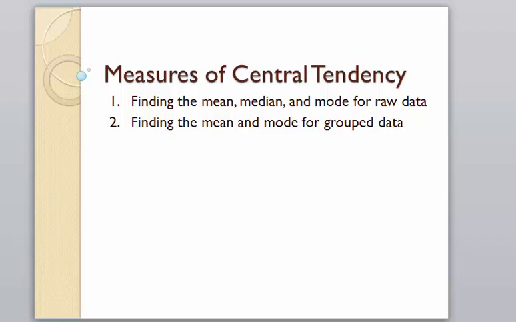So I wanted to do a quick video on measures of central tendency out of section 3.1 and look at both types of examples that you'll see in this section. So we want to take a look at an example where we have raw data and we want to find the mean, the median, and the mode. And then we're going to look at a grouped frequency distribution and look at finding the mean and the mode for that data set. So let's begin with the raw data example.